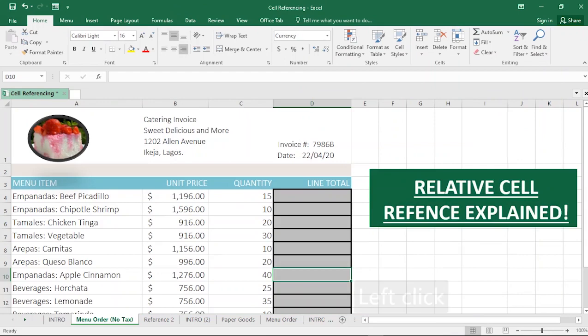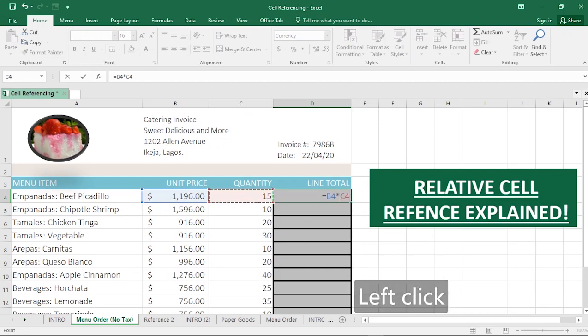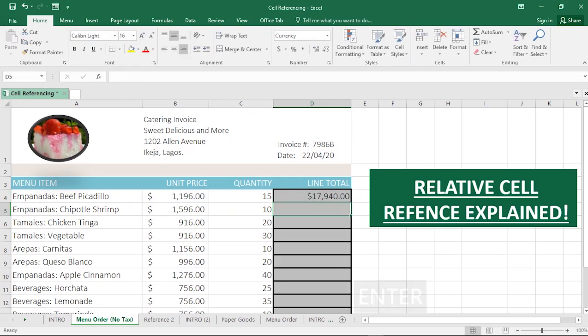On our screen here is a catering invoice that shows menu items as well as the unit prices, the quantity, and the line total. To find the line total, we just have to multiply the unit price and the quantity. You go ahead and hit equal to, unit price multiplied by the quantity. The multiplication sign, asterisk, is gotten by holding shift and pressing the 8 key. Then you hit Enter, and it should bring up the total for you.